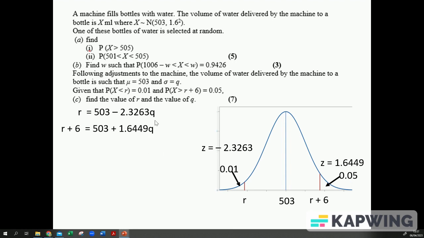So I've got two simultaneous equations with R and Q. If I do the bottom one, take away the top one, I'll lose the R's, and I'll just have 6 on the left-hand side. The 503s will go, and then I'll have 1.6449 plus 2.3263 all times Q. Divide by this 3.97, I get Q is 1.51. Put that back into the first one, and that gives me R is 499.5.